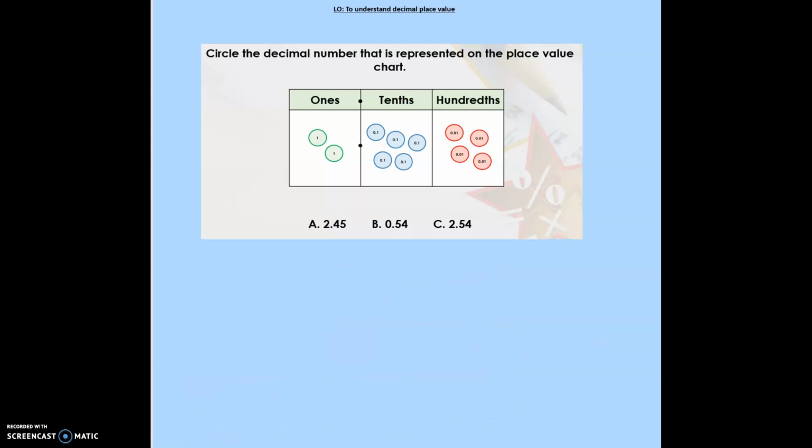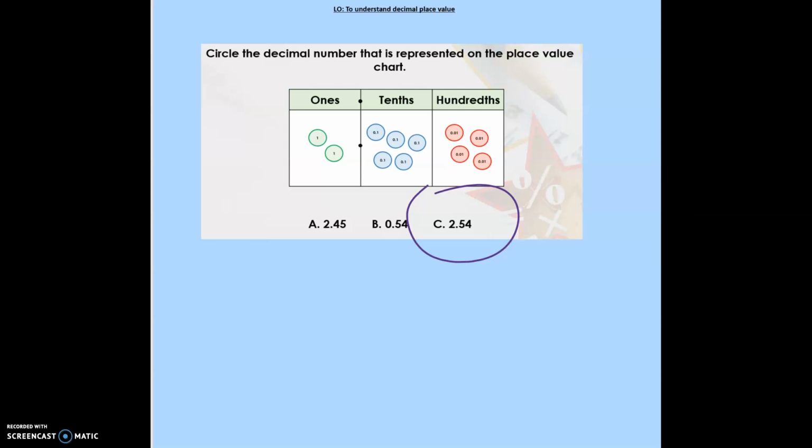Okay, you can do this looking at the question. Circle the decimal number that's represented in the place value chart. Pause the video, count the decimal at the place value counters and come back for the answer. Hopefully you've managed to count 2 1 counters, 5 10th counters and 4 100th counters, which means our decimal must be 2.54.